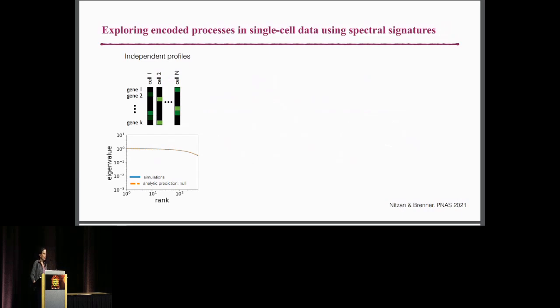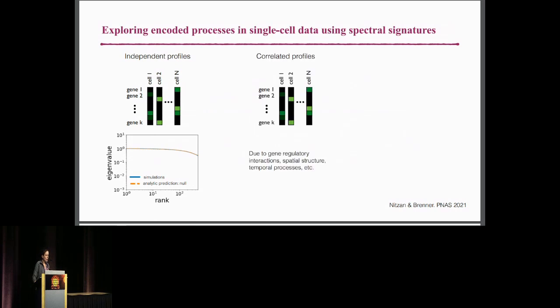So to be more specific than signatures, we specifically looked at the spectrum of the covariance matrix of single-cell data. For example, if we had a random matrix of gene expression where different genes in different cells are not correlated with each other, then we know what we should get in terms of the eigenvalue distribution. It's a basic result in random matrix theory, and we would expect to get the Marchenko-Pastur distribution, which in this case is shown on a log-log plot of eigenvalues versus their rank.